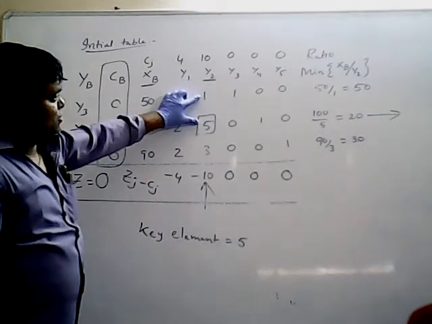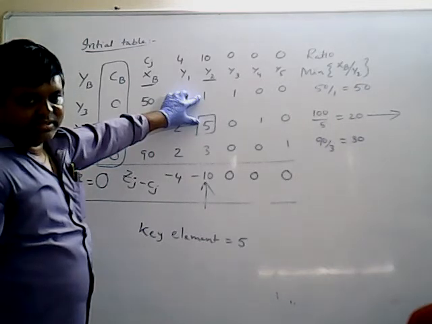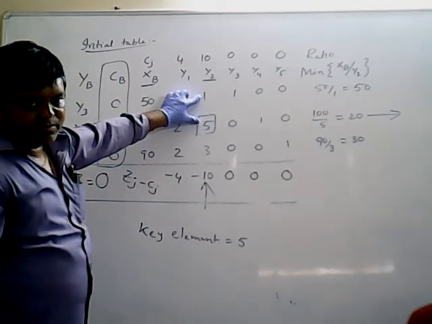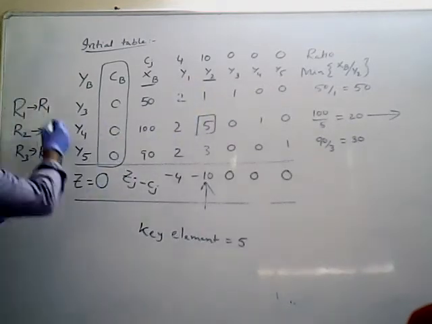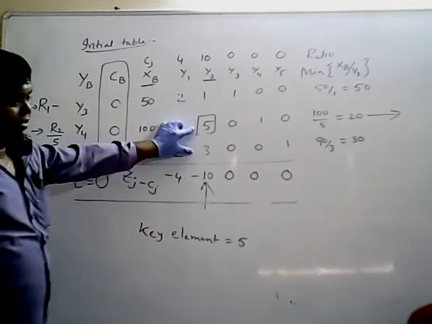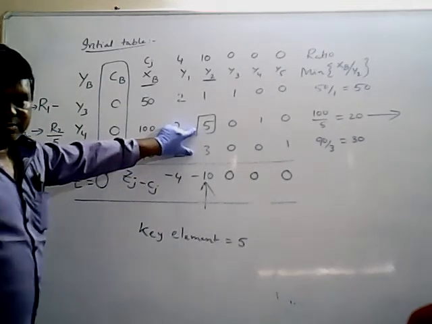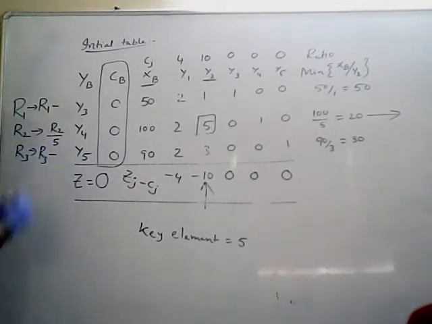So now compare these two elements. Same signs are there, put minus. Opposite signs are there, put plus. So I am comparing R1, R2. Same signs means put minus. Comparing these two, same signs, so put minus. Opposite signs means put plus. So same signs means minus.